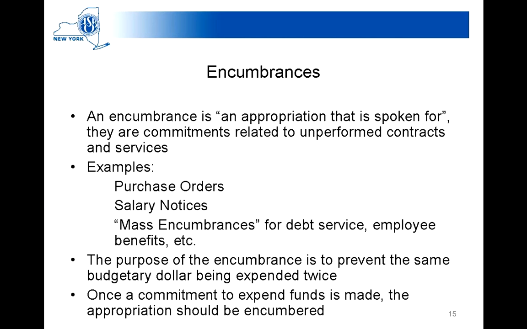Some people mass encumber for salaries, for fringe benefits, for their Niagara Mohawk bills, for their utility bills, and so on and so forth. Again, it's just a little help to make sure that you can estimate your revenues and expenses moving forward. We just use the word encumbrance. It's to prevent the same budgetary dollar from being expended twice. If you cut a PO for it, your accounting system, when it pays that invoice, liquidates the encumbrance. It should be doing that.